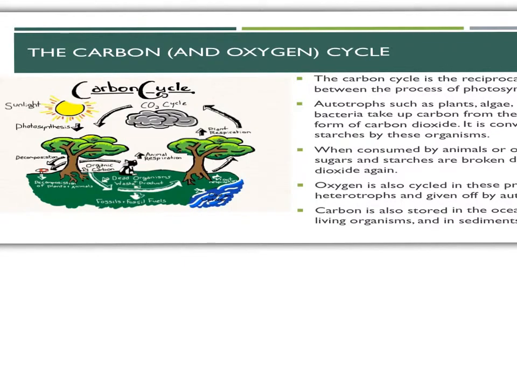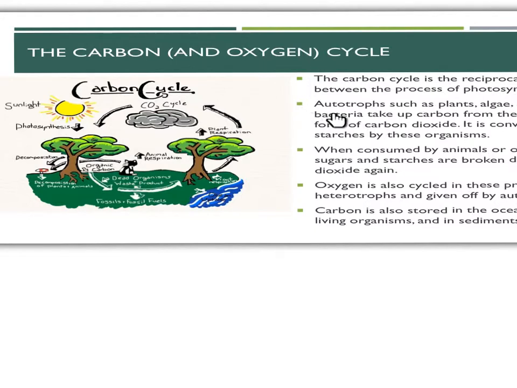A second nutrient cycle that you need to know about, and I'm going to talk about this as though it were one cycle, but really you can talk about the carbon cycle separately from the oxygen cycle, but they are really closely tied together. Really, we're talking here about the cycle between plants and animals, or autotrophs and heterotrophs. So this is the reciprocal cycling of carbon between the process of photosynthesis and the process of cellular respiration.